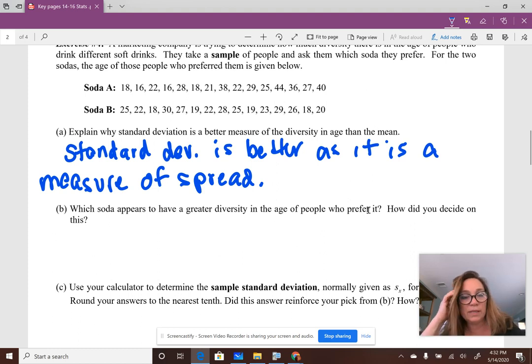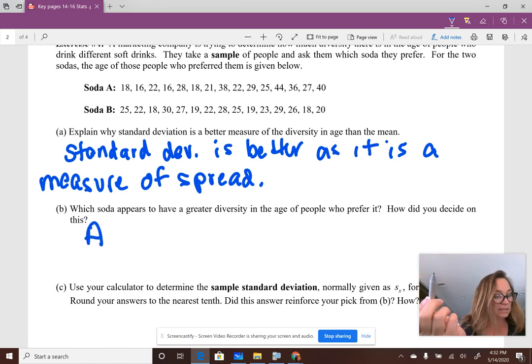All right, so, there's people age 16 and people in their 40s for the first group. And then in the second group, there's people ages 18, but nobody over 30. It only goes up to 30. So I'm going to say A has greater diversity because its range is larger. It has a larger range.